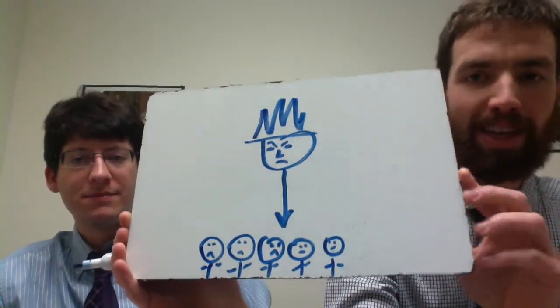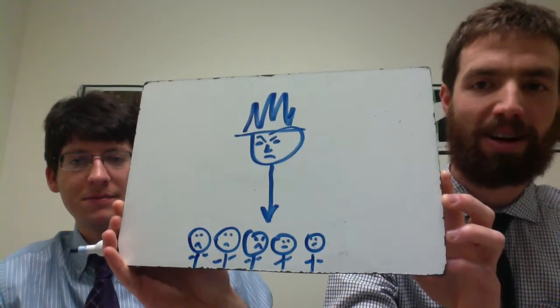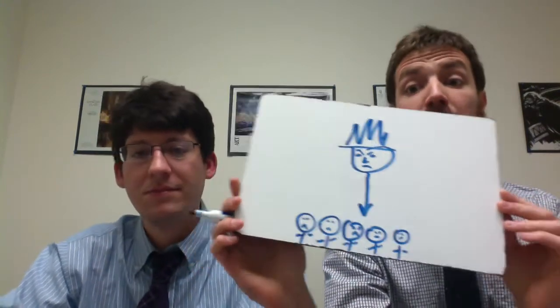There's the king up top, and he's angrily directing his little army of bureaucrats down there who are worried that maybe they haven't made the king happy and they'll lose their job. Maybe.